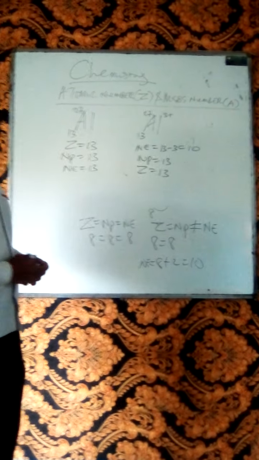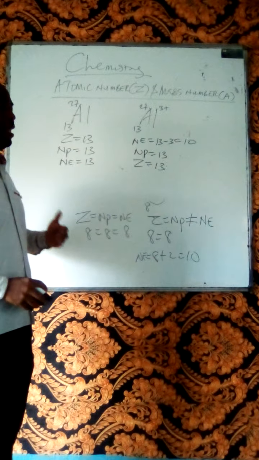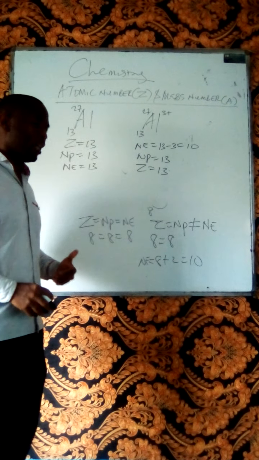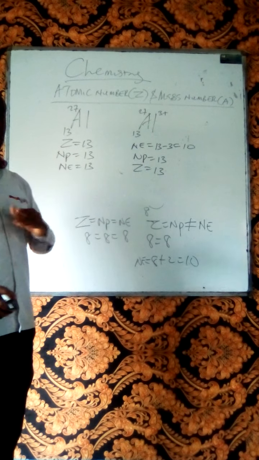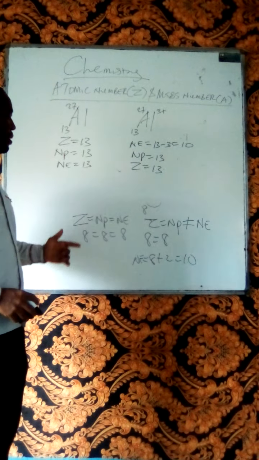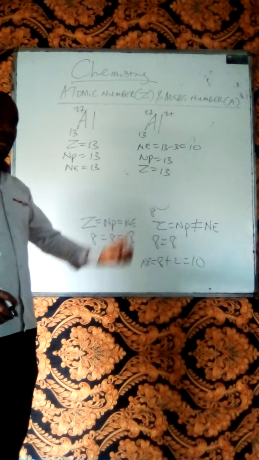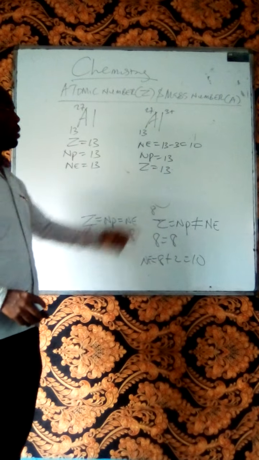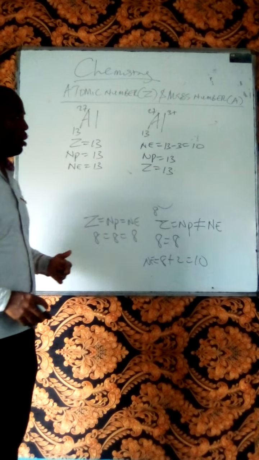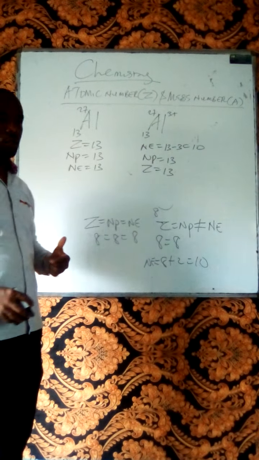So you see, when an atom is charged, that means the electrons are either more or less than the atomic number. If the atom has a negative charge, it means the atom has gained electrons. If the atom has a positive charge, it means the atom has lost electrons. Okay.